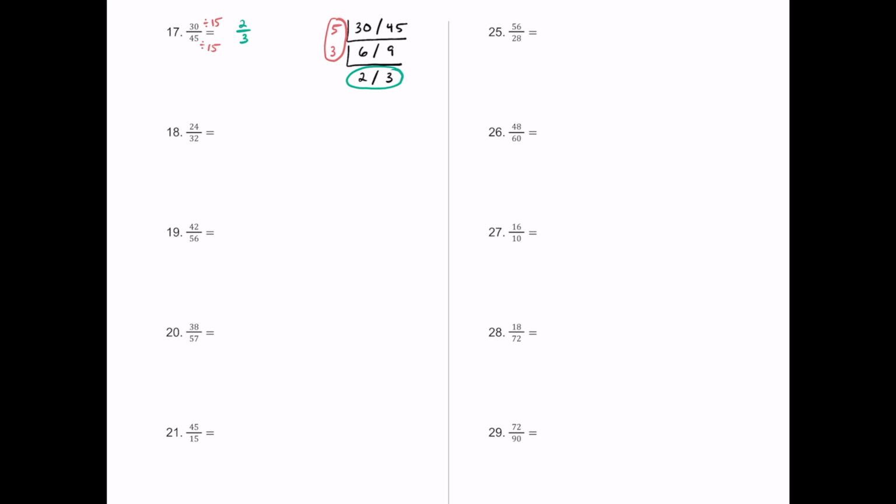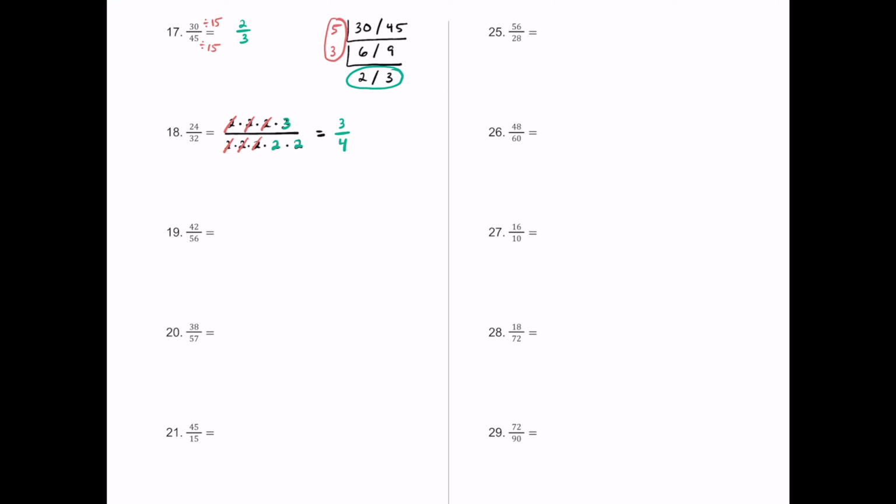Okay, for 18, I'm going to go back to prime factorization. 24 is 2 times 2 times 2 times 3. And then 32 is going to break into 2 times 2 times 2 times 2 times 2. We've actually done 32 as prime factorization on the other page as well. They both have a 2, they both have another 2, and they both have a third 2. And so what are we left with? We're left with 3 on top, and then 2 times 2 on bottom. So we're going to end up with 3/4 here for our most simplified fraction.